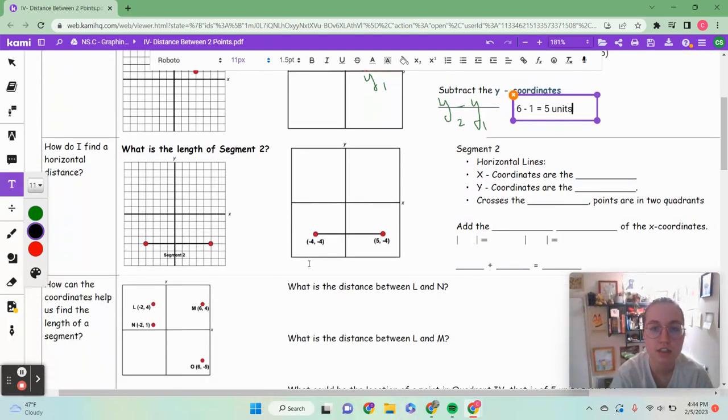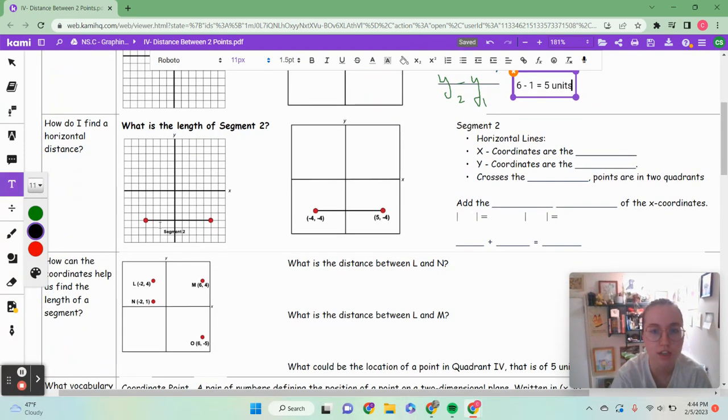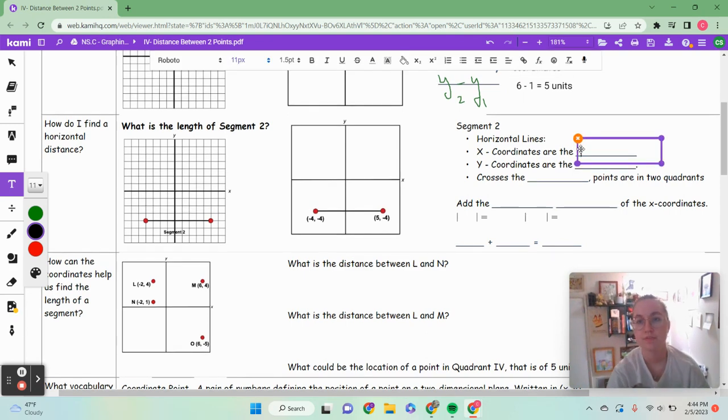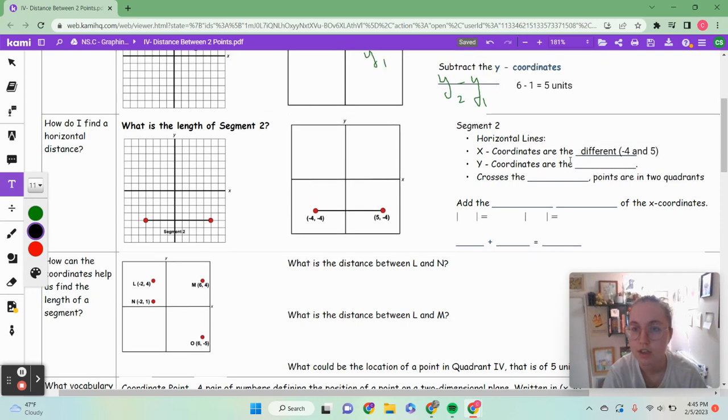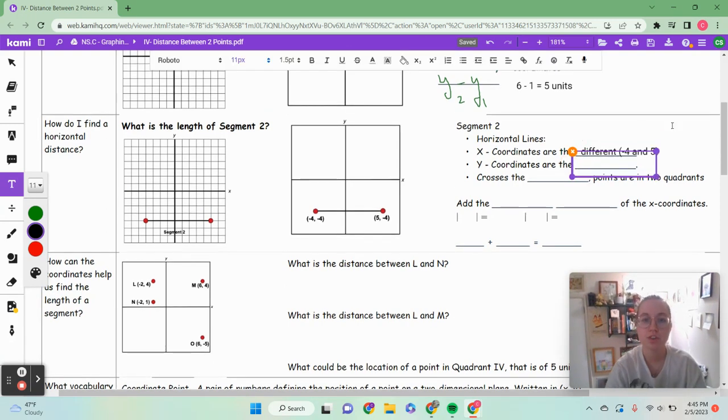Now if I want to find the horizontal distance, this is a horizontal line going from left to right. The x-coordinates, are they the same or different? They're different, and they are -4 and +5. The y-coordinates are the same, however. The y-coordinates are both -4.